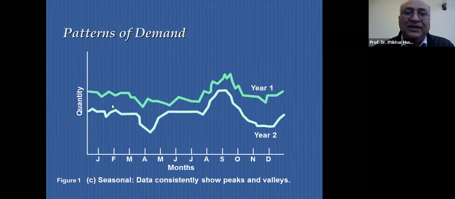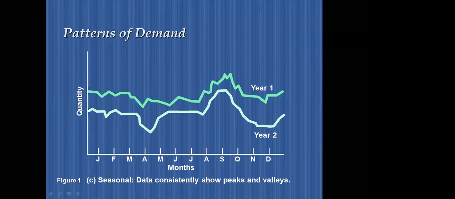Then we have a seasonal demand pattern. Say this is the year one data. So this was the demand pattern, and in the next year it followed almost the same pattern. It means the effect of season on the data is there. And when we say the season, it means the period during which it varies.